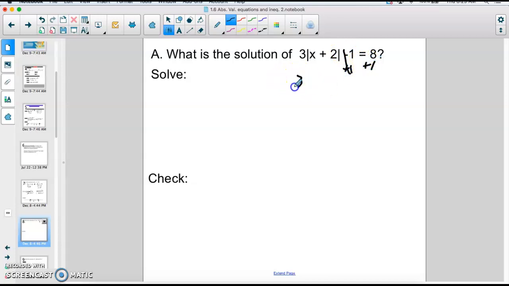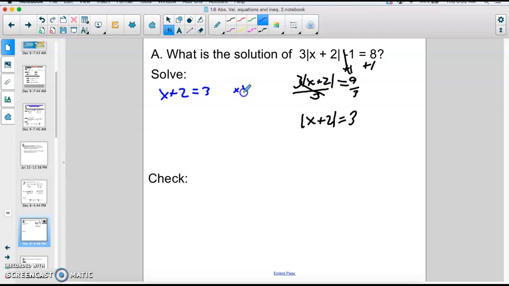We end up with 3 absolute value of x plus 2 equals 9. Okay, now we're multiplying here, so we need to divide by 3. We're left with absolute value of x plus 2 equals 3. Okay, and now this is a little bit more familiar. We can work with this one, right? And so what we're going to do, I'll change colors here. We're going to do x plus 2 equals 3, or x plus 2 equals -3.